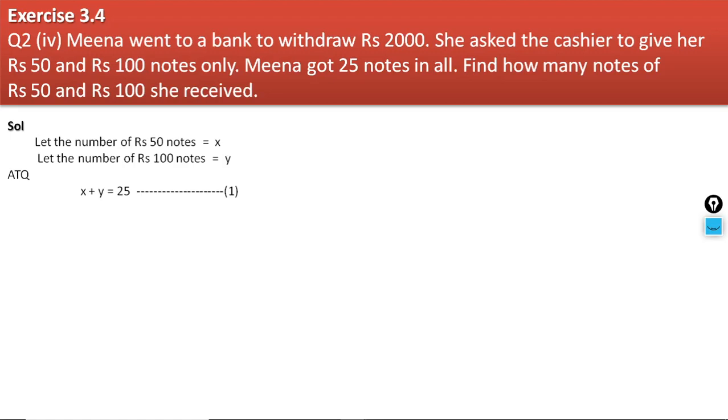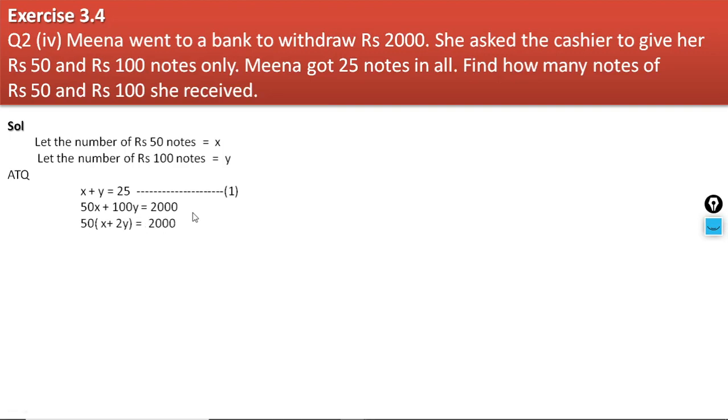And we have to find the second equation. For the second equation, the number of 50 rupee notes is x. So how much amount of rupees is there in 50 rupee notes? This is 50x. And the value of 100 rupee notes will be 100 into y.